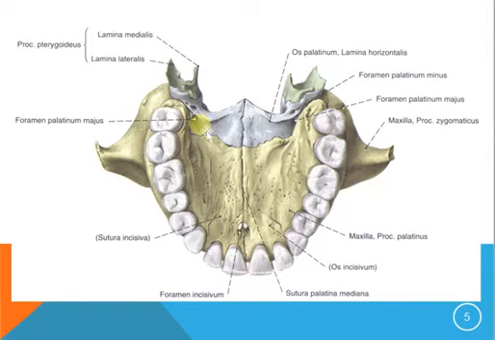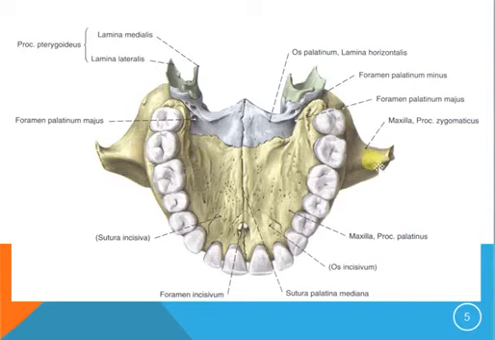This is the foramen palatinum majus, and here, not written in the picture, is the foramen palatinum minus. Through these foramina the palatine artery and vein pass and supply the hard plate formed by the maxilla. So we have the palatinum minus here and palatinum minus here. Actually, it is shown on the other side.